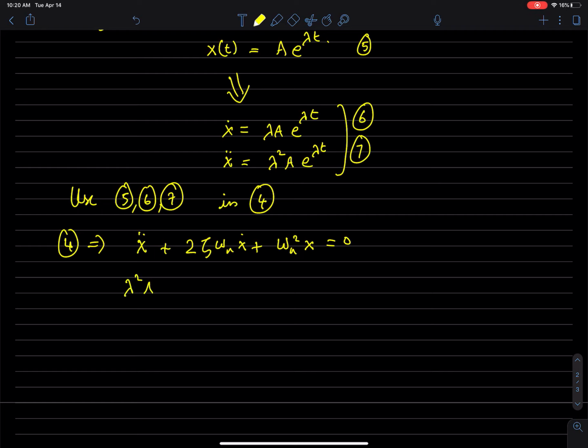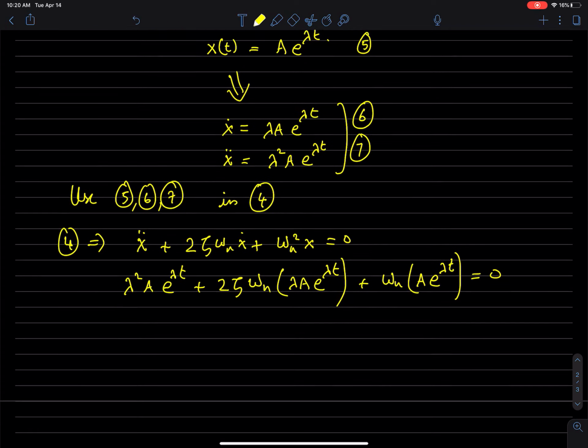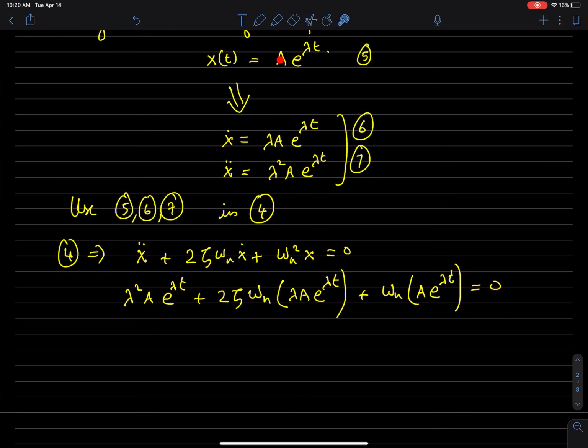So lambda square a e power lambda t plus 2 zeta omega n x dot, which is lambda a e power lambda t, plus omega n square a e power lambda t equal to 0. E power lambda t is not 0 for any positive time unless it goes to minus infinity or something. A is not 0 because if A were 0, it would be essentially a 0 solution and no motion solution, which is not what we want.